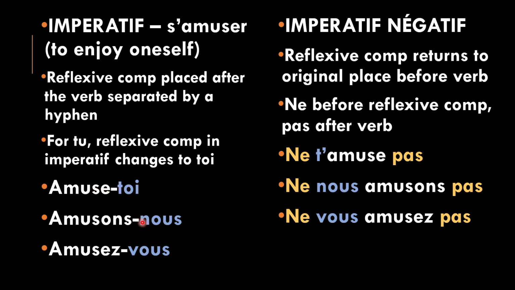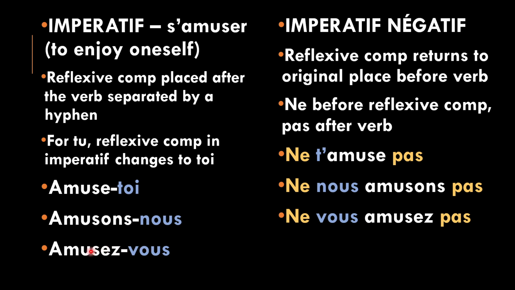Okay, and don't forget the dash. So this is an ER verb, so the last s is dropped for the tu form. That rule still applies. So tu t'amuses becomes in the imperative amuse-toi. Nous nous amusons in the present tense. In the imperative, it will become amusons-nous. Let's enjoy ourselves. This will be enjoy yourself. This will be enjoy yourselves.